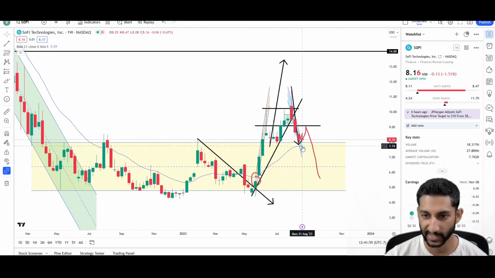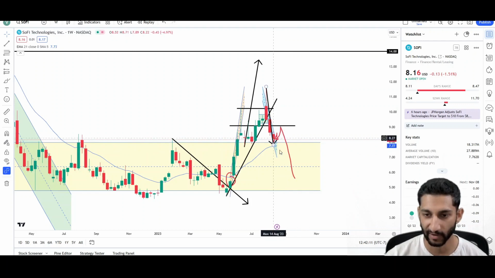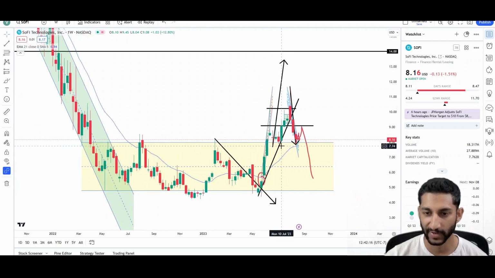The EMA is catching up, so we're right near it, and we also are off of support at the $8 level. So maybe this $8 level holds, and we continue to trend up higher. We don't know for sure until we see more data on the chart or the type of reaction we get off this $8 level. So that's all I have for SoFi Technologies this week.